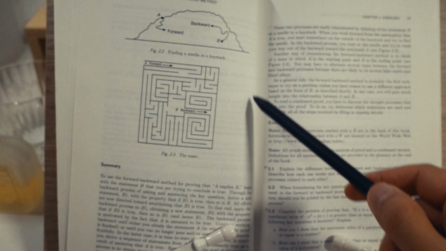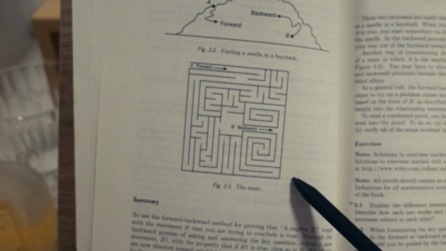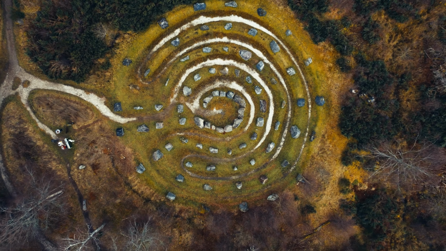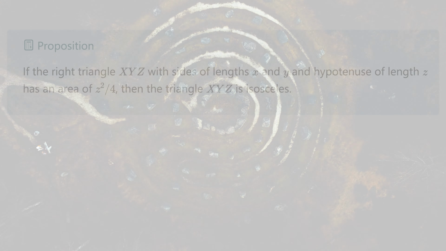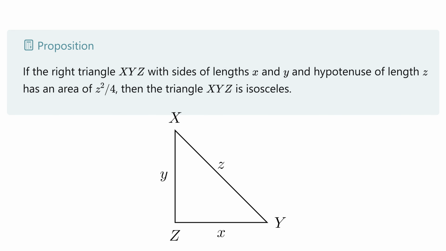Okay, this is how Professor Solow illustrates the process of tackling a proof. What? How come a maze has anything related to proofs? Let me show you. Let's take this classic proposition as an example. If the right triangle XYZ with sides of lengths x and y and hypotenuse of length z has an area of z squared over 4, then the triangle XYZ is isosceles.